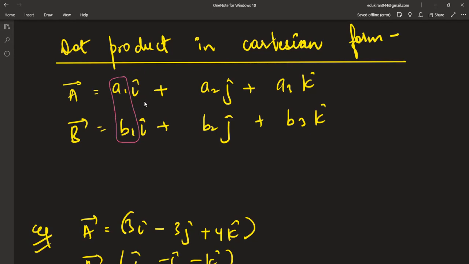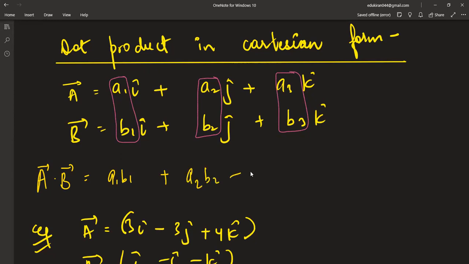i cap dot i cap, we have already studied, this is 1, so it won't be written. Similarly, A2 will get multiplied to B2, and A3 will get multiplied to B3. So if you are finding A vector dot B vector, we will get A1 B1 plus A2 B2 plus A3 B3, because i cap dot i cap becomes 1, so no need to write i cap another time.